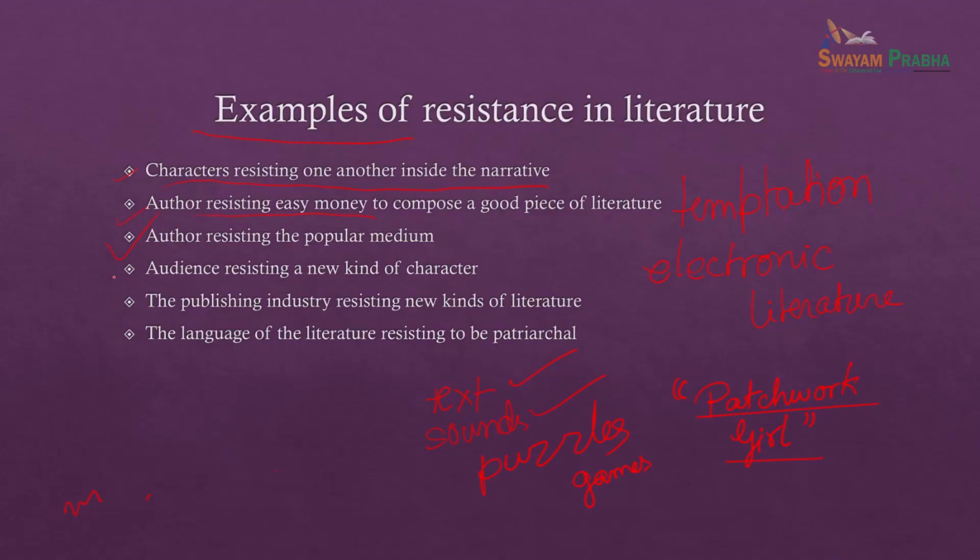The third point here is audience resisting a new kind of character. Suppose you are in the 1900s. In the 1900s you are born and you are being brought up in that culture. Now you are trying to access the 2020 movies, the theatre, the kind of people that are emerging every day. A male character or a female character, in today's world, the amount of freedom a female character enjoys is not acceptable to the customs and values of the 1900s India.